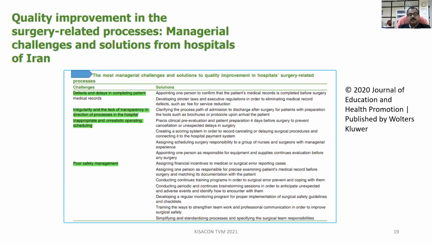The managerial challenges in quality improvement include defects and delays in patient medical records, irregularity and lack of transparency in directions of process in the hospital, inappropriate and unrealistic operating scheduling, and poor safety management. This was published in the Journal of Education and Health Promotion in Iran. So they have brought out some of the solutions like appointing a person for equipment, for medical records, clarifying the process path of admission, developing a regular monitoring program, training, etc.